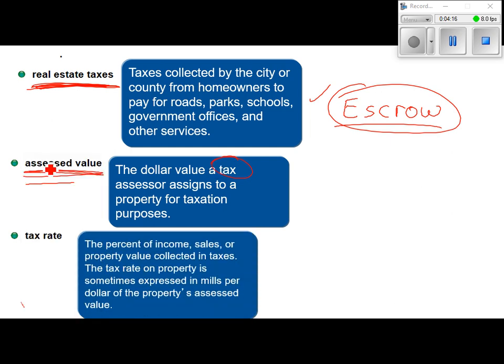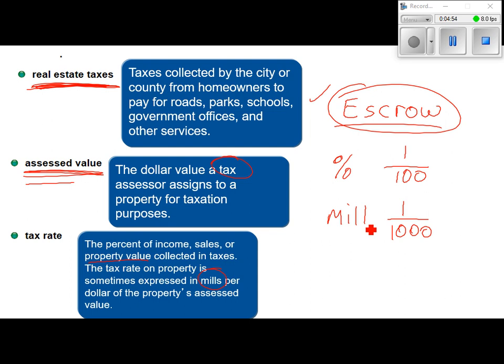The tax rate is the percent of income, sales, or property value collected. This time we're dealing with property value collected in taxes. The tax rate on property is sometimes expressed in mills, and we're going to talk about that. Mills, remember, a percent is like 100. So 1% is 1/100. Well, a mill is 1/1000. So a mill is 1/1000.